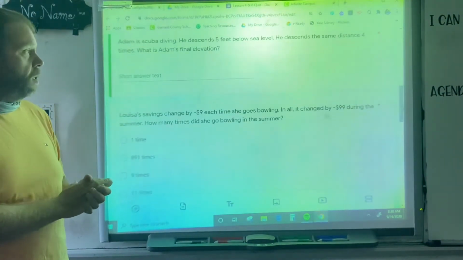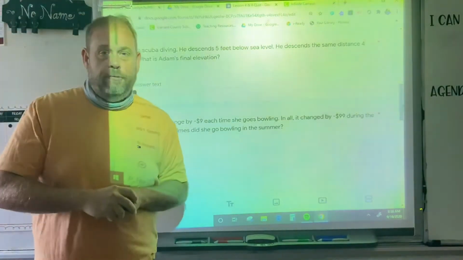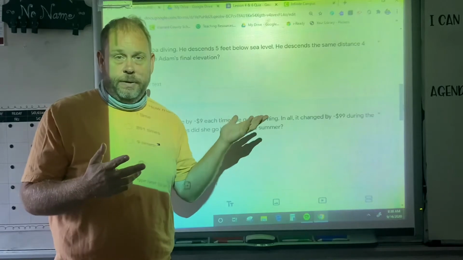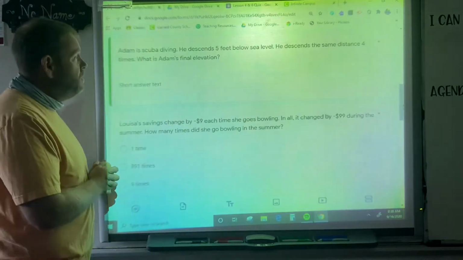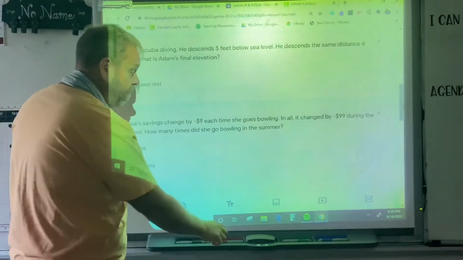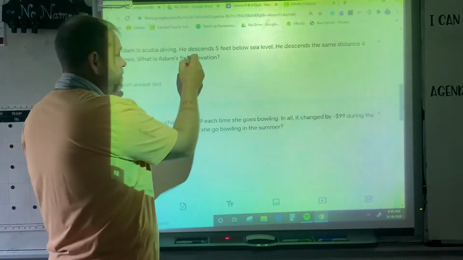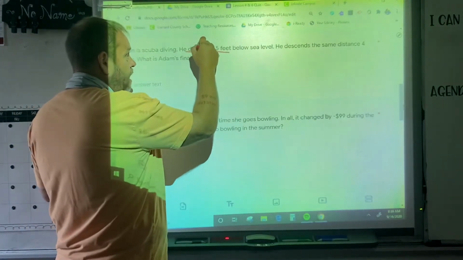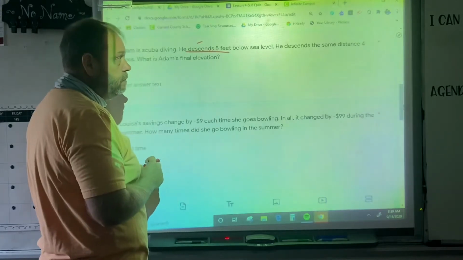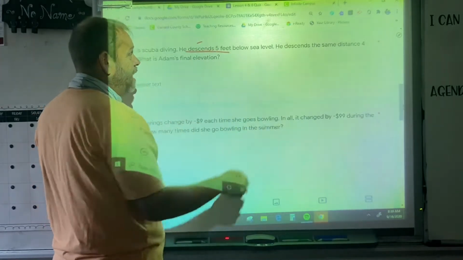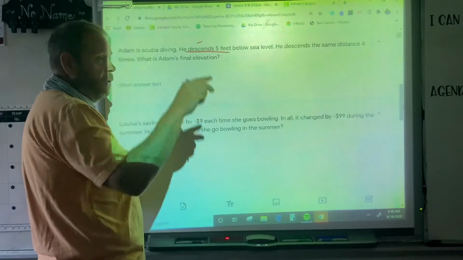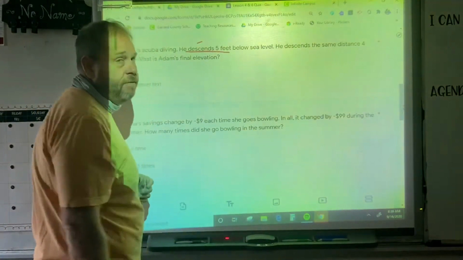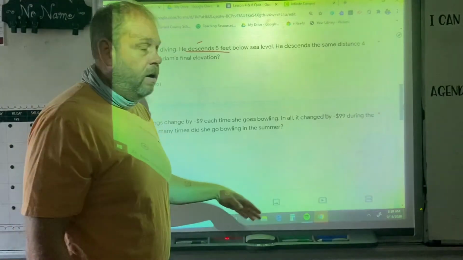Okay. This question should look really familiar because it came directly from something we did this week. Adam is scuba diving. He descends 5 feet. So if he descends, he's going down. Down is a negative, so it's going to be a negative. He descends the same distance 4 times. So he goes down 5 feet, 5 feet, 5 feet, 5 feet. How deep is he at the very end?